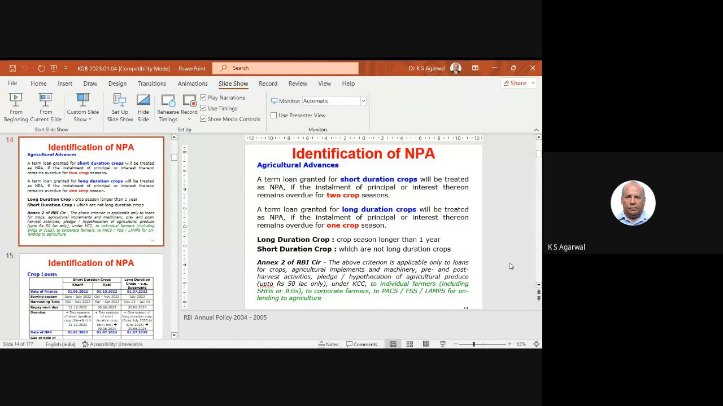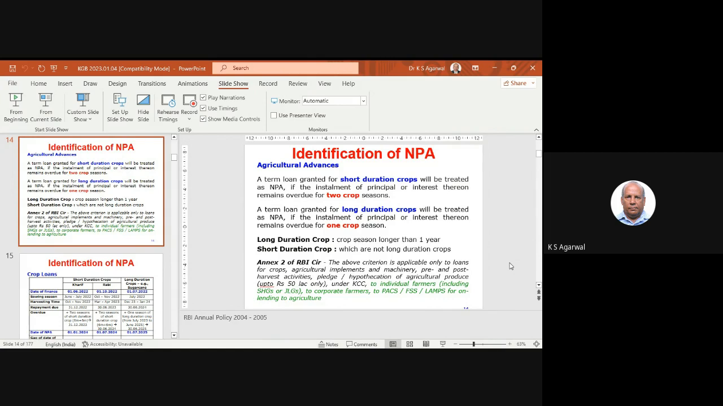Now, this criterion is applicable only to loans for crops, agricultural implements and machinery, pre and post harvest activities, pledge hypothecation of agricultural produce up to rupees 50 lakh, KCC accounts also, individual farmers, including self-help groups, to corporate farmers, etc. It means wherever the agricultural advance is such that the repayment depends upon the realization from crop, then this criterion will be applicable.